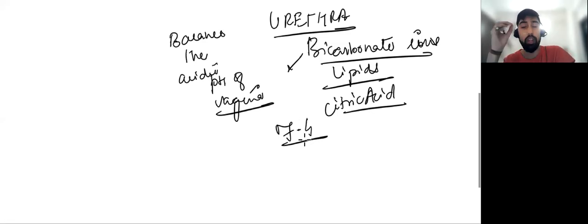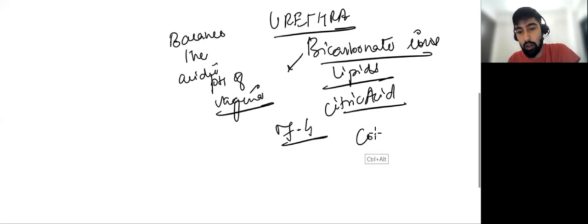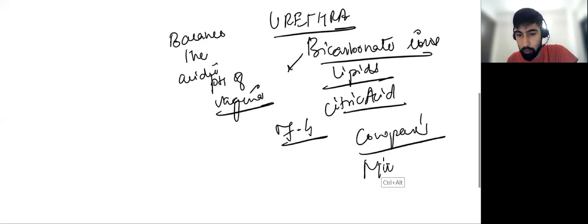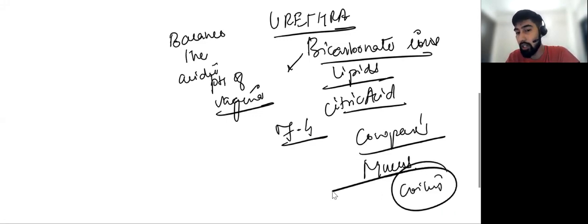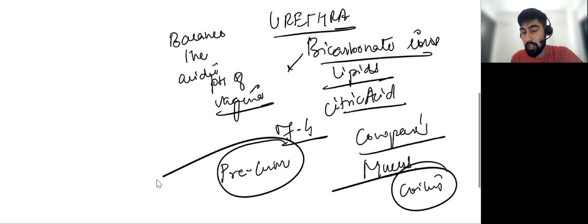Now, the next gland is the bulbourethral gland or Cowper's gland. What do they help in? They help in the secretion of mucus. It lubricates the vagina during coitus, right? So we call it precum. Precum is basically the secretion of the Cowper's gland, right?